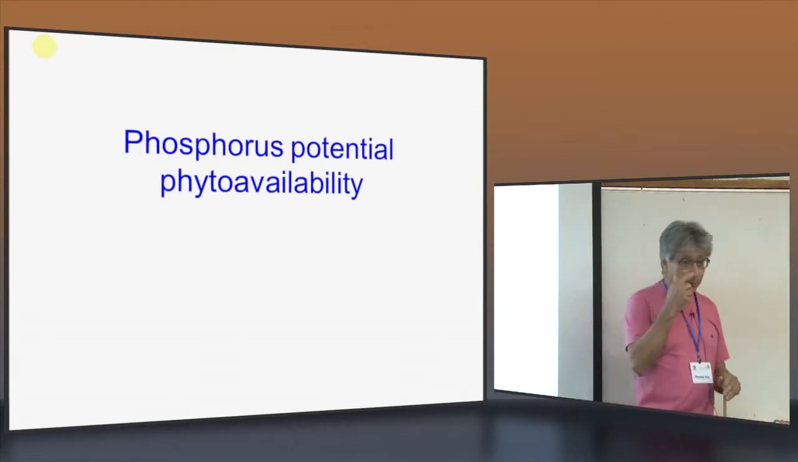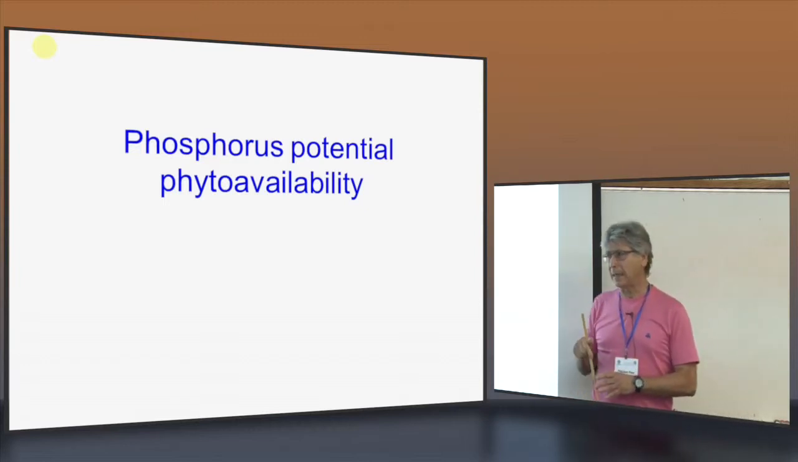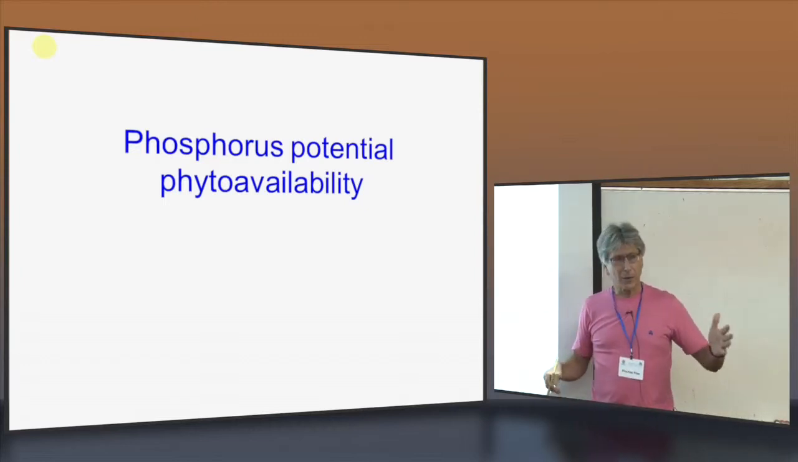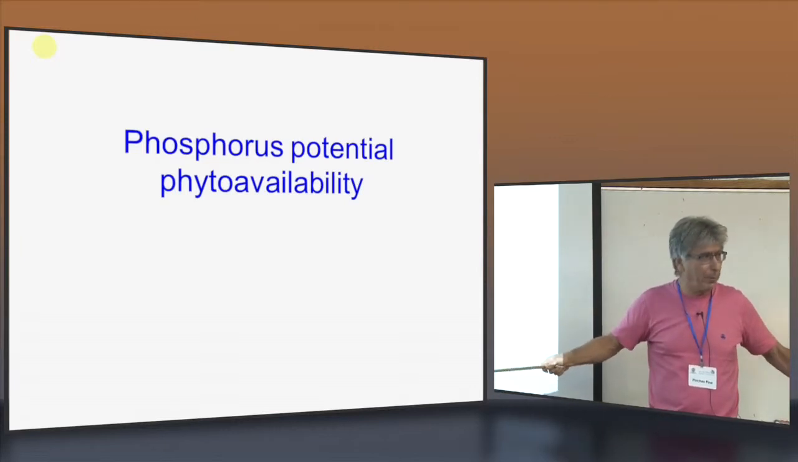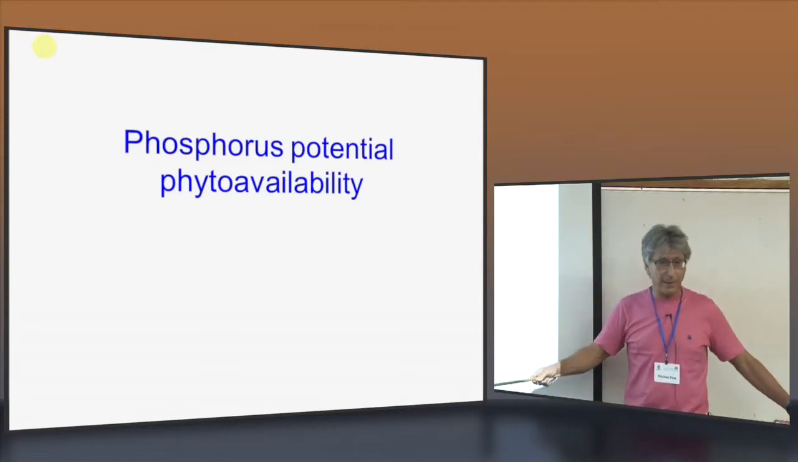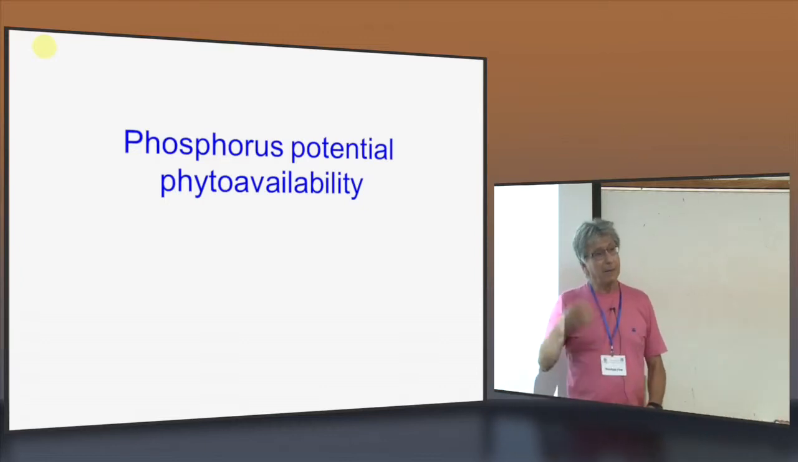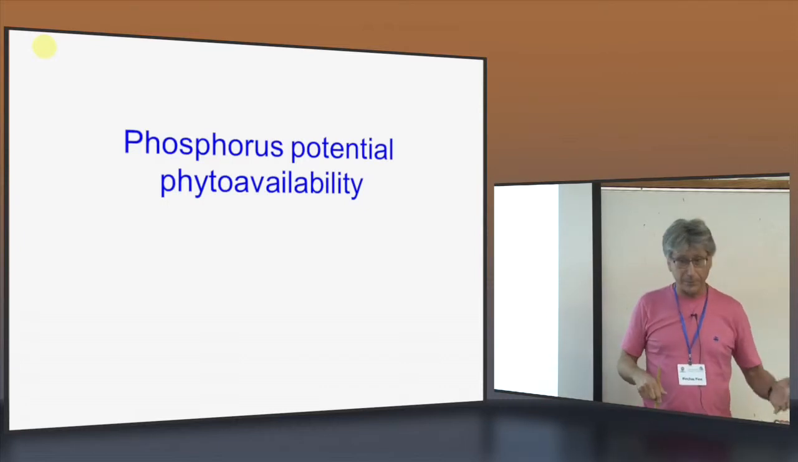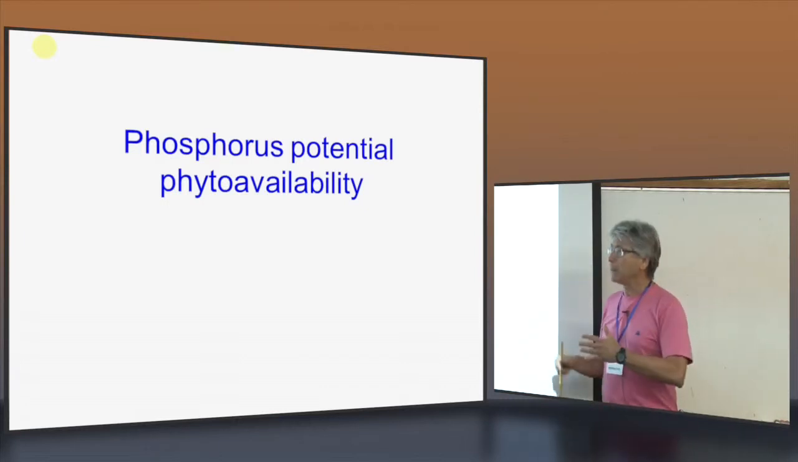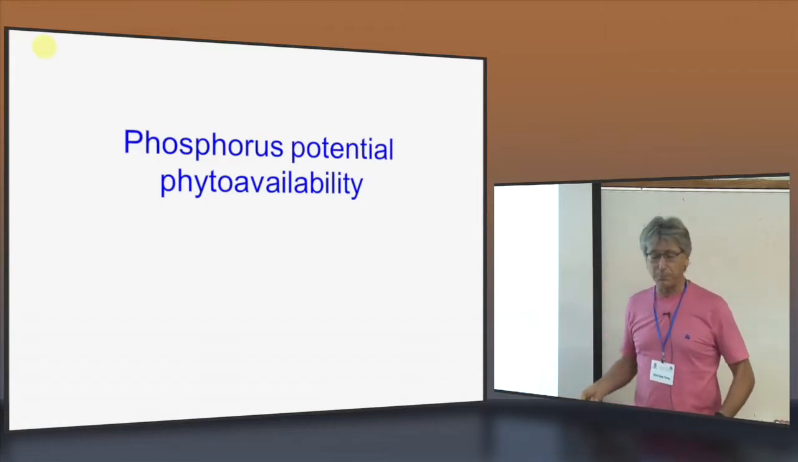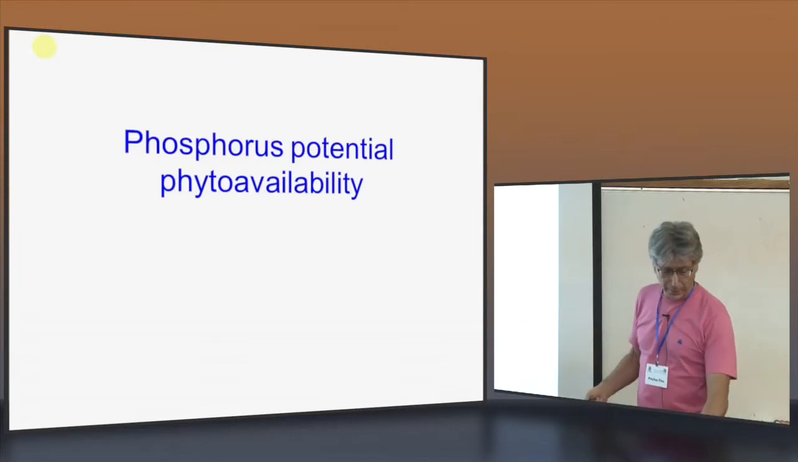Phosphorus. I mentioned before, or actually from all our models, we know that there will be no phosphorus availability in enviro-amended soils. Why? Because of the high pH, because of the precipitation with soluble calcium. Eventually we'll end up with hydroxyapatite, no phosphorus availability.